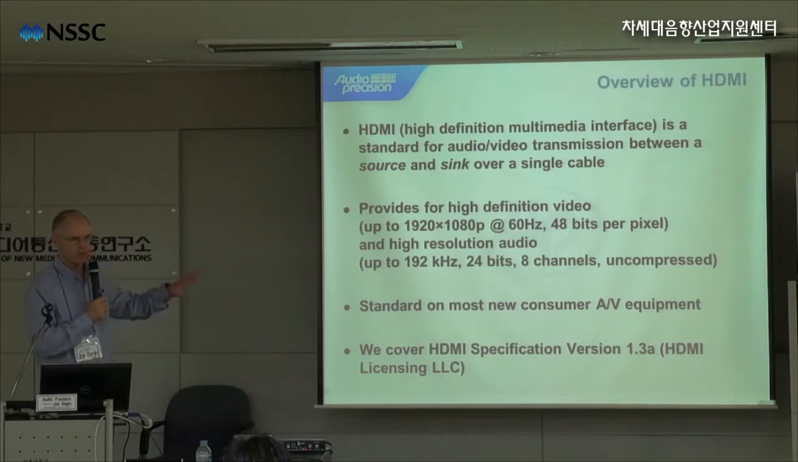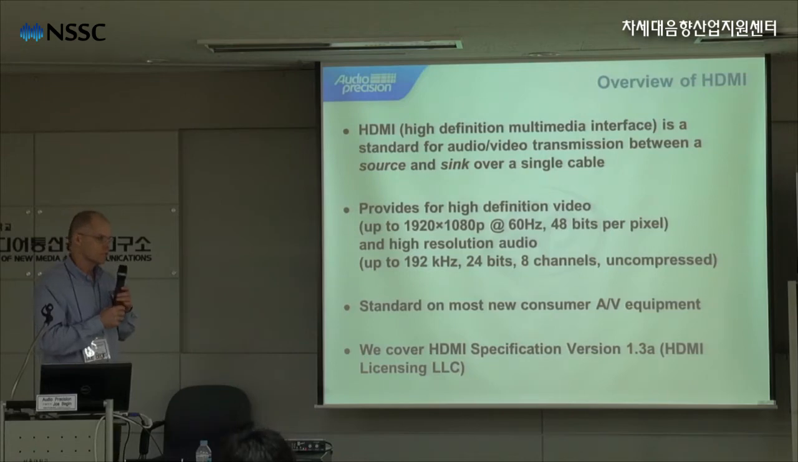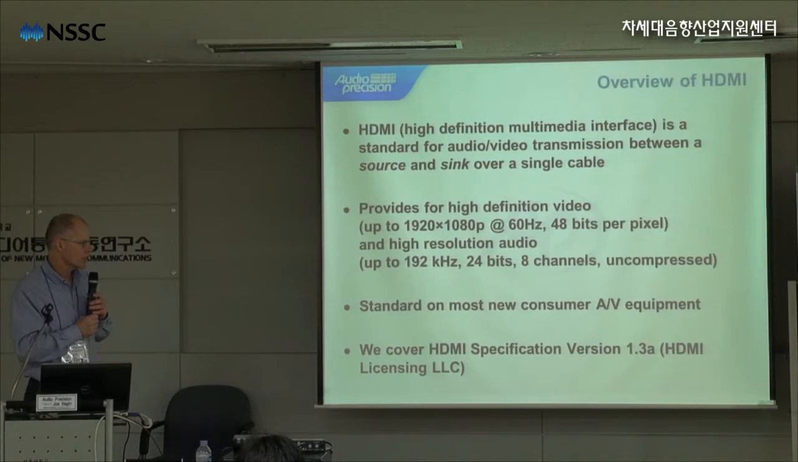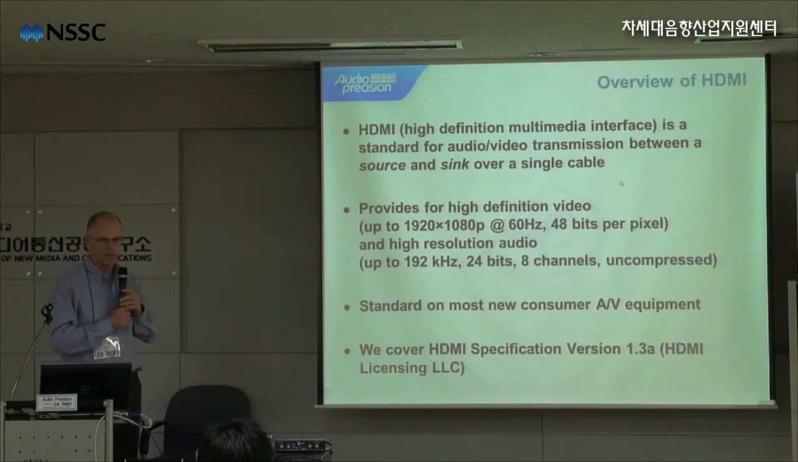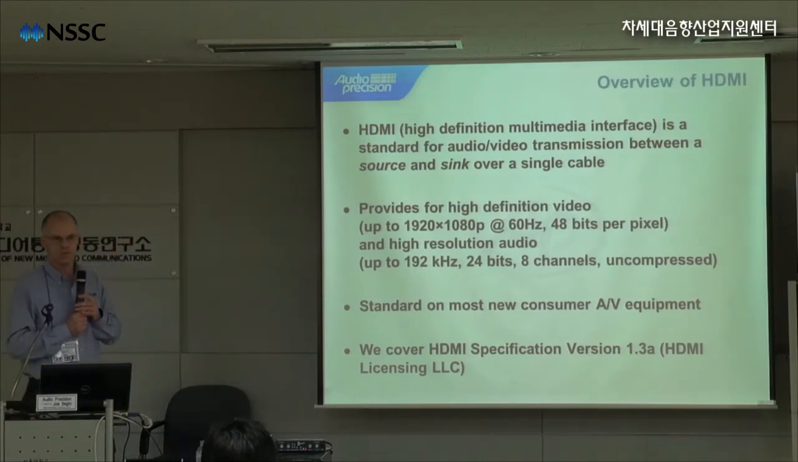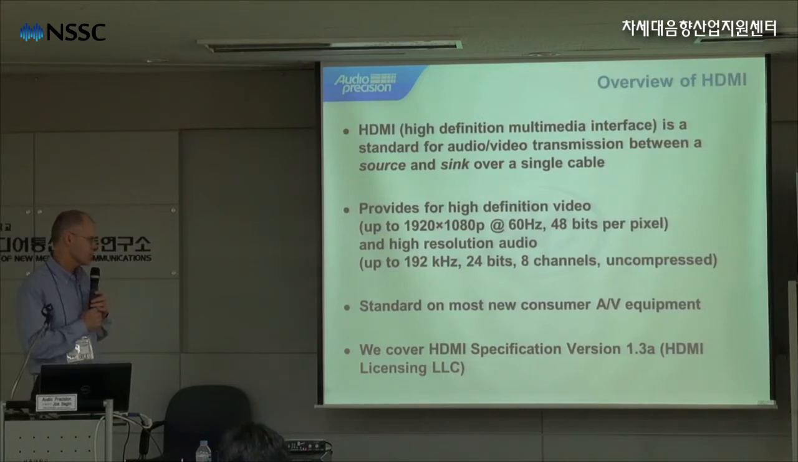So this is the current, well, I guess this is the HDMI 1.3 and 1.4 standard. HDMI 2.0, of course, is going to have higher channel counts and higher sample rates. So HDMI is the standard on most new consumer AV equipment. If you bought an AV receiver or a television in recent history, it's definitely going to have an HDMI connection on it.